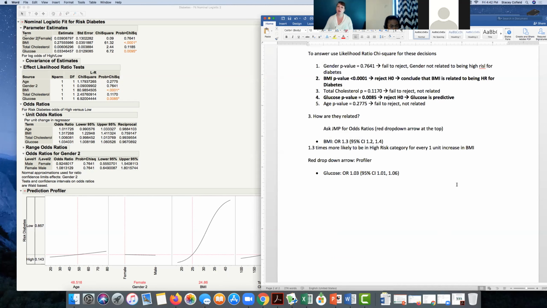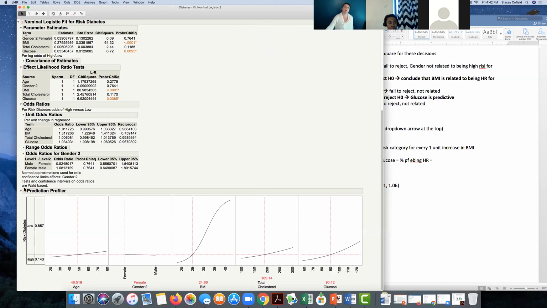There's 2 things that you want to report really. One is the odds ratio, right? And then you could say for a female age 48.5 with a total cholesterol equal to this and a glucose equal to this, the probability of being high risk equals that. And so you could then pull those numbers from here.